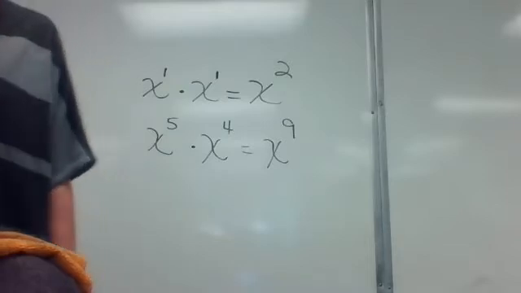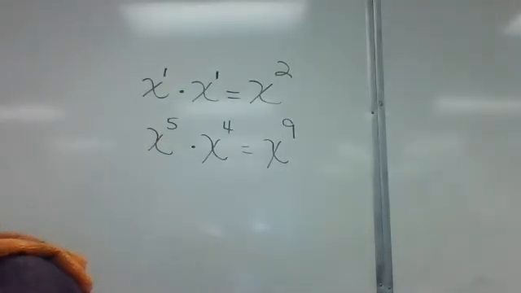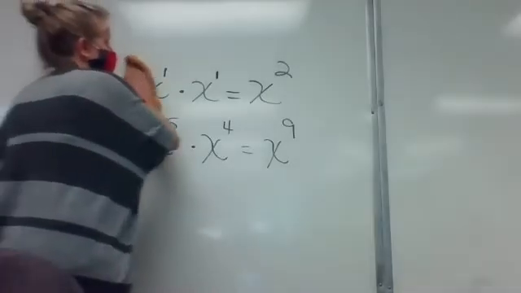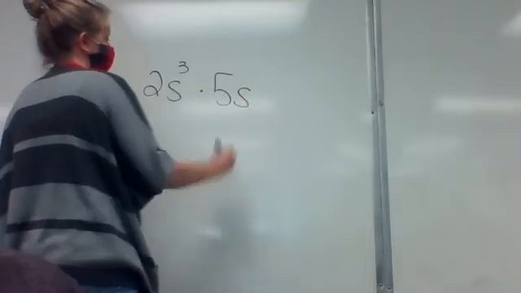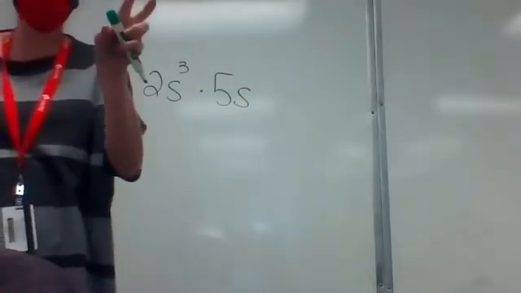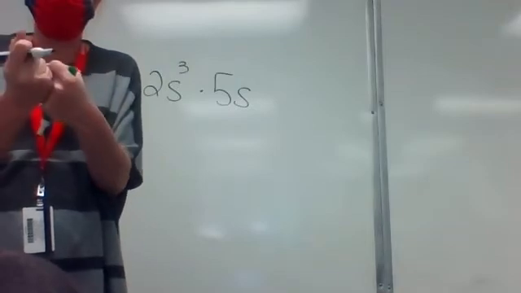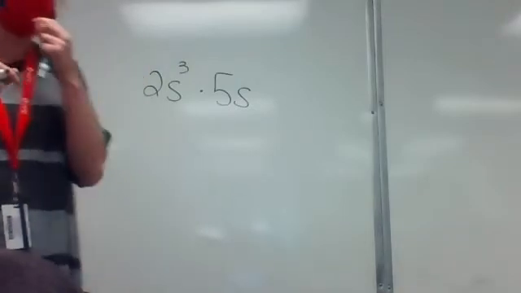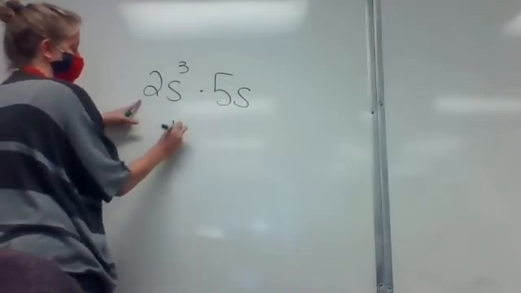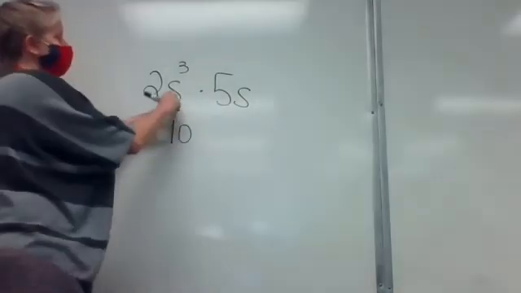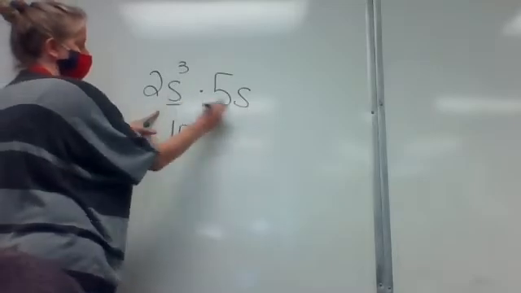Okay, so now moving into number 18, you've got 2s to the 3rd times 5s. That rule, when you're multiplying the same bases, you add their exponents, is just an exponent rule. You still multiply 2 times 5 like you always have. 2 times 5 gives me 10. S to the 3rd times S, right? Because they both have S's.